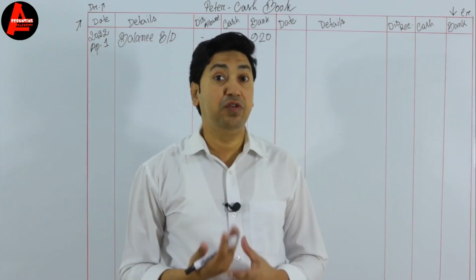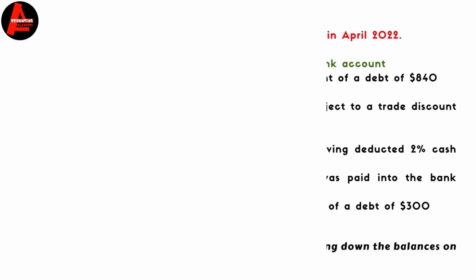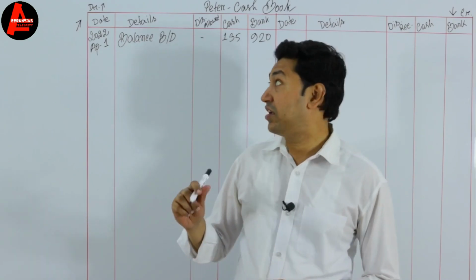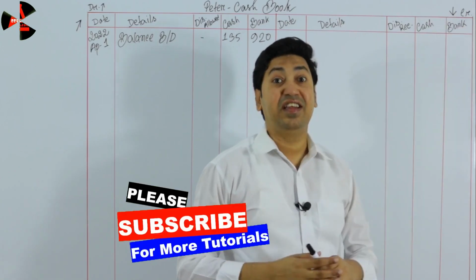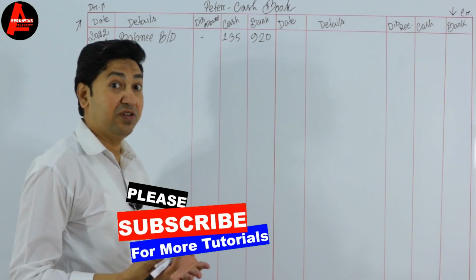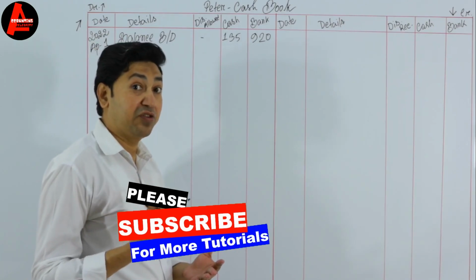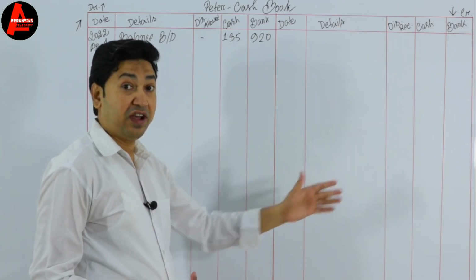So now we will see our first transaction in the question. Here April 2, cash sales $410 are paid directly into the bank. Okay, so cash sales are paid directly into the bank. Now tell me, does the bank increase or decrease? Yes, it is definitely increased. So I told you the key point: when increased you will write on the debit side, when decreased you will write on the credit side.